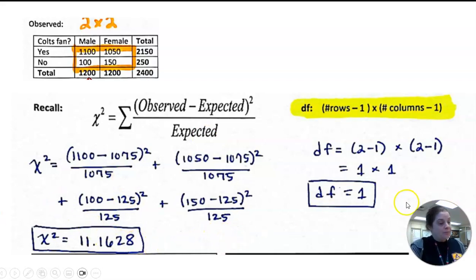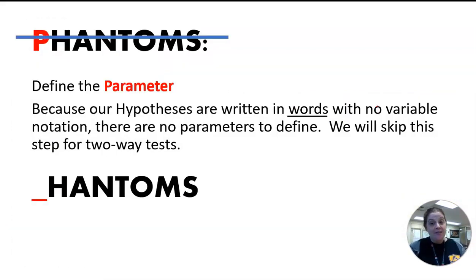All right. So the other thing about setting up a chi-squared test is going through these PHANTOMS steps. One of the things that's a little bit different about the two-way test is that you're not going to use any variables in your hypotheses. Your variables are always written in words. The only reason that we have the parameter step in our PHANTOMS is because your null hypothesis has something like p equals 0.5, so you have to explain that p is the proportion of stolen cars and not the proportion of all cars, for example. Because these null hypotheses don't have any variables in them, there's nothing you have to define.